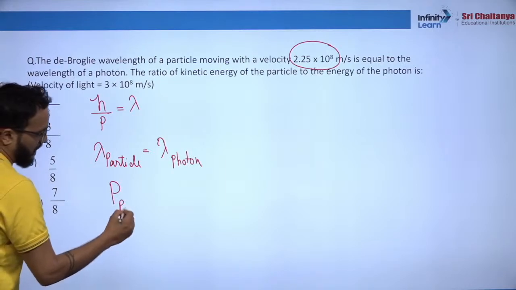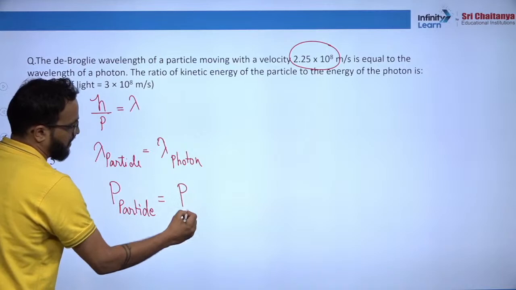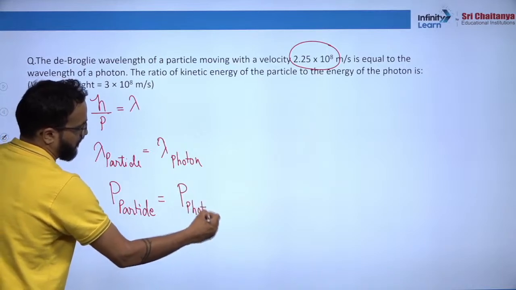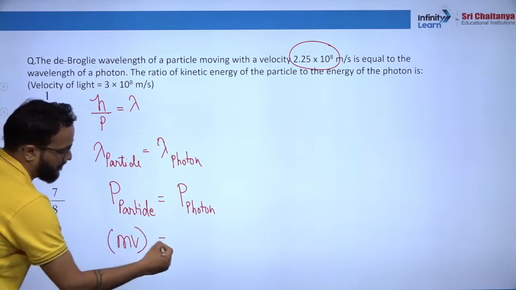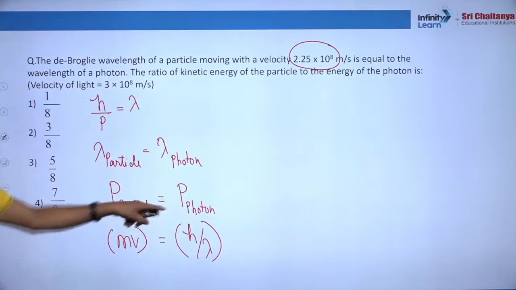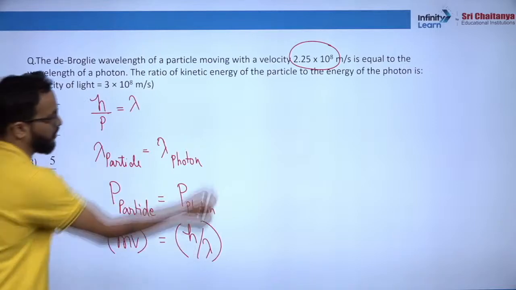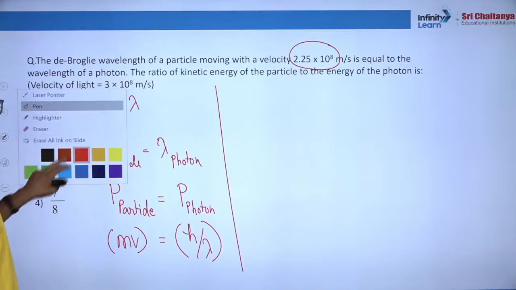that means momentum of the particle must be equal to momentum of the photon also. That means m into v must be equal to h by lambda. This is how you write the momentum of photon, right? So this is the most important equation, right?